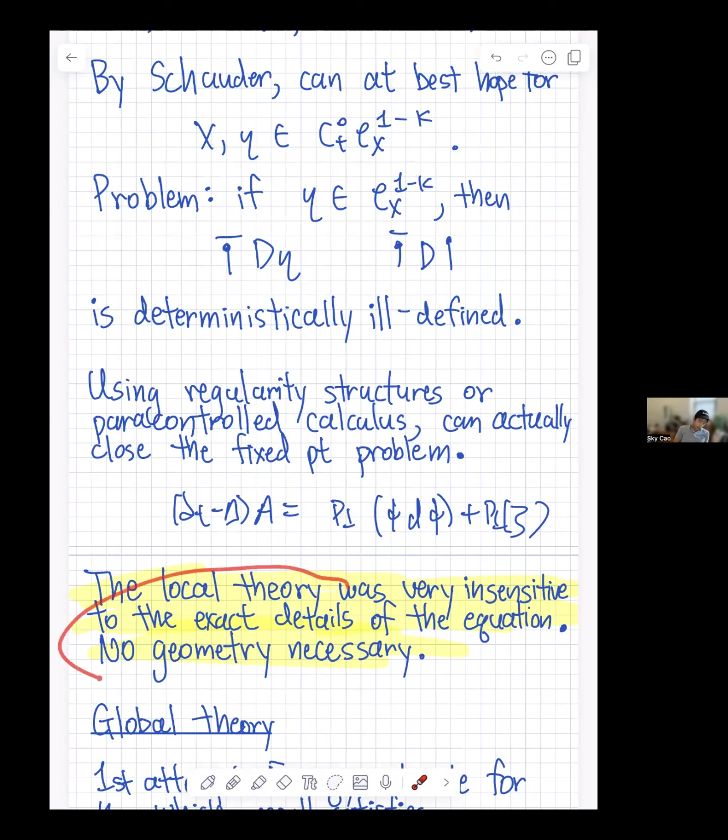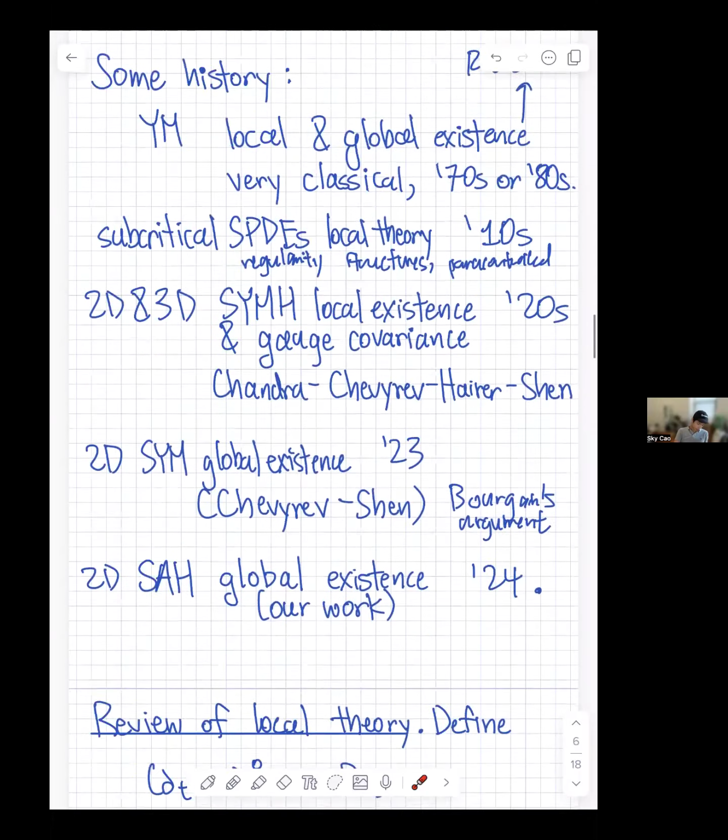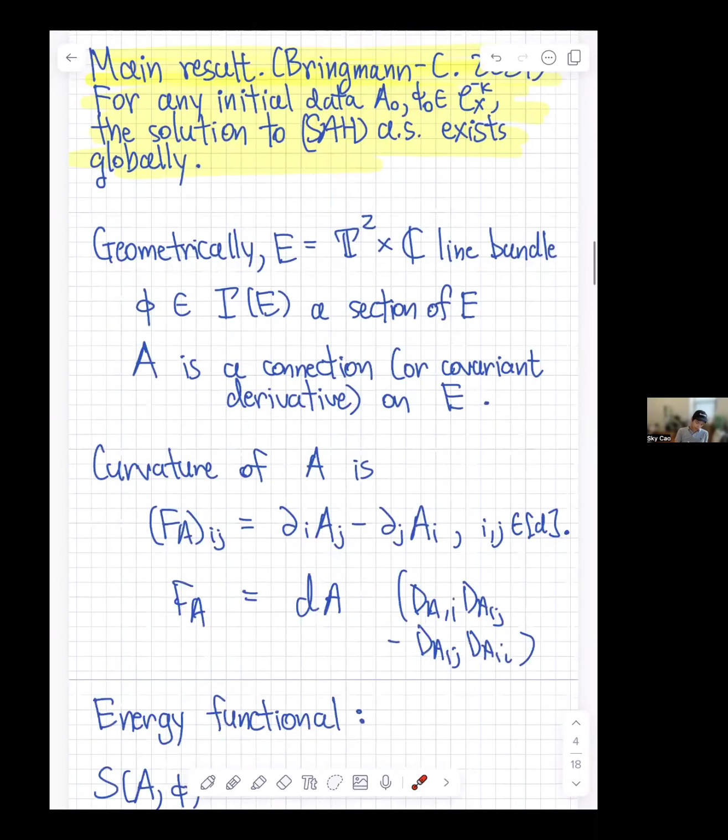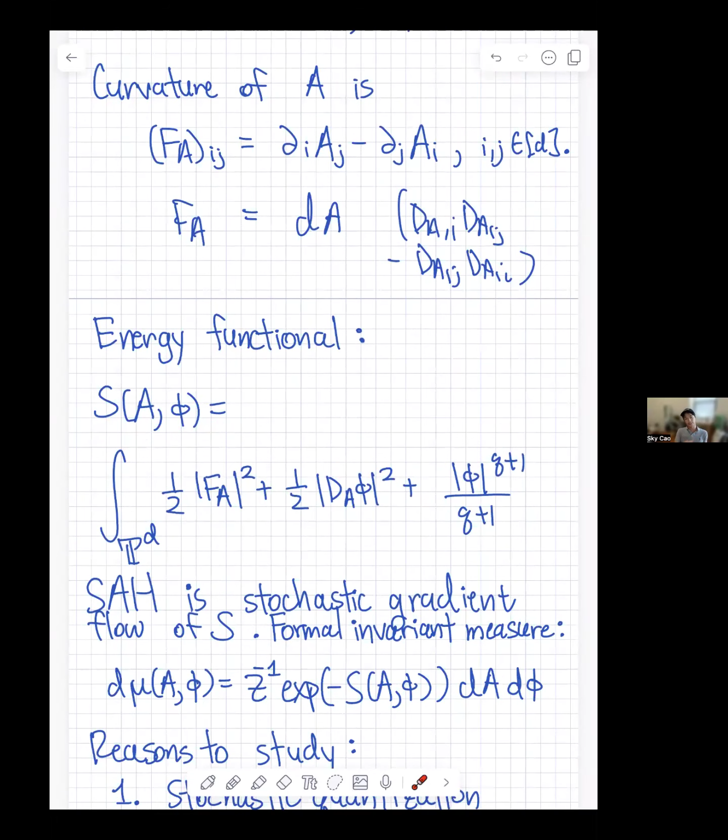But this is not going to be true of the global theory. The global theory definitely depends on what your equation looks like. This is just true even for deterministic PDE, right? And in the deterministic setting, you're going to have global existence because if you recall, the Abelian-Higgs equation is the gradient flow of some energy functional. So if I go back all the way here, if we take the gradient flow of this energy functional, I get exactly the Abelian-Higgs equation, without the stochastic forcing. And in the deterministic setting, that's the reason why you get global theory, because you have this energy functional, which is always going to be decreasing along your flow.